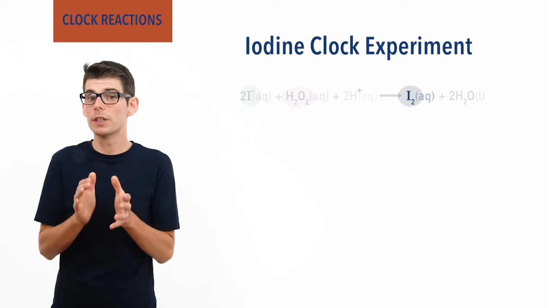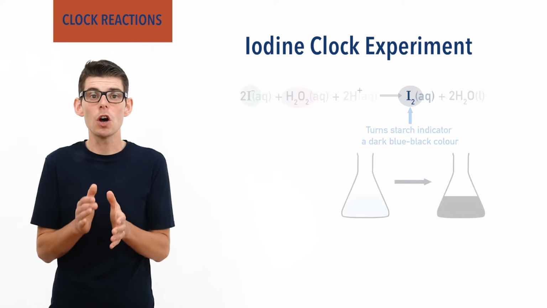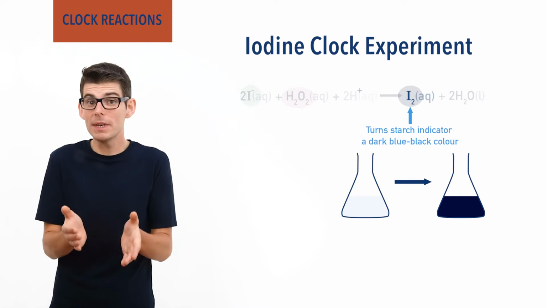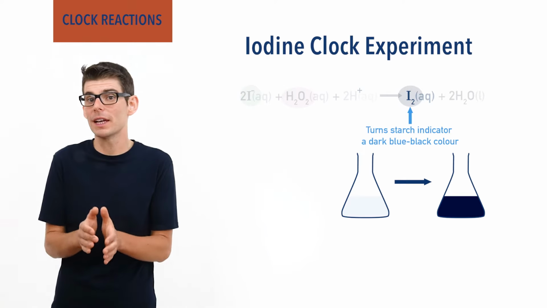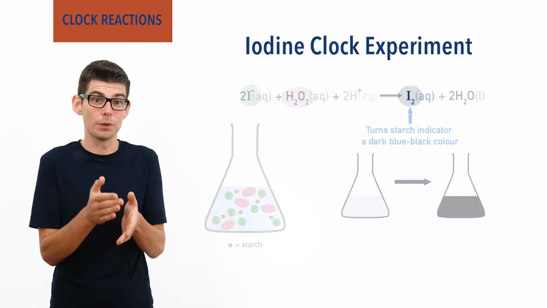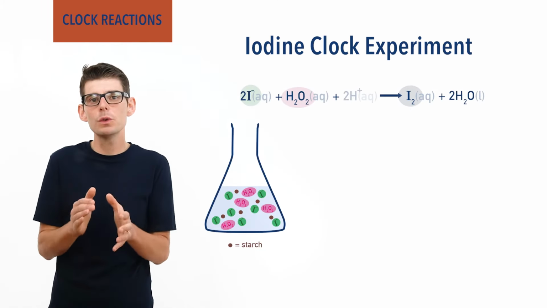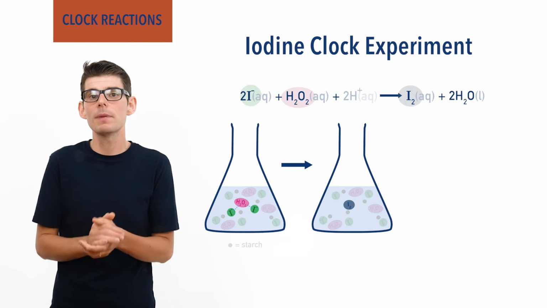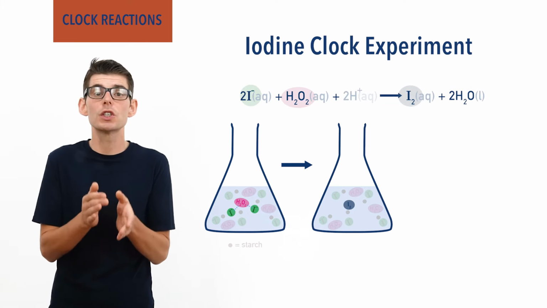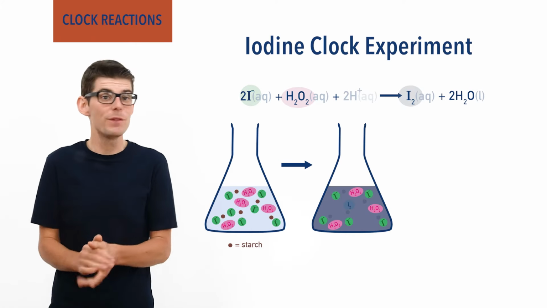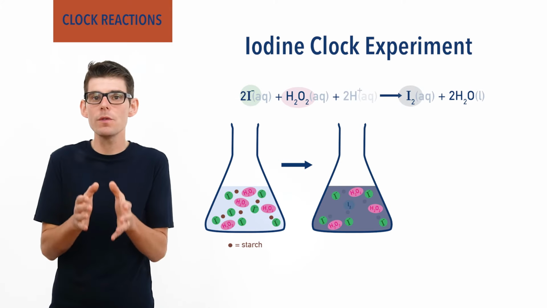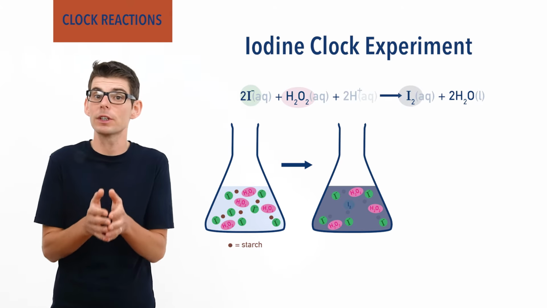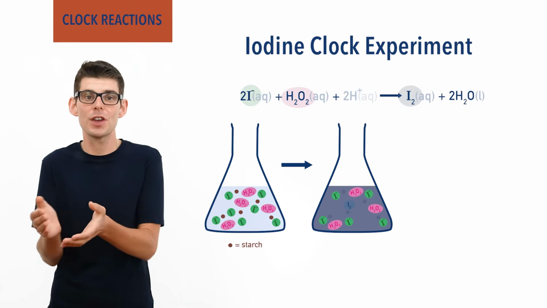Iodine molecules turn starch indicator a dark blue-black colour, meaning if the reaction is carried out with starch indicator in the reaction mixture, as soon as the reactants react and iodine gets formed, the colour of the mixture changes from colourless to dark blue-black. This is great, as we can know that the reaction is happening and product is being formed as the colour changes.